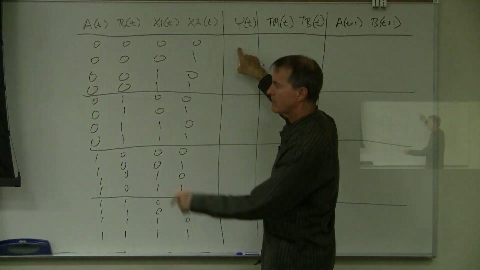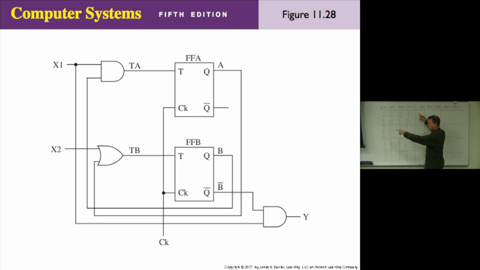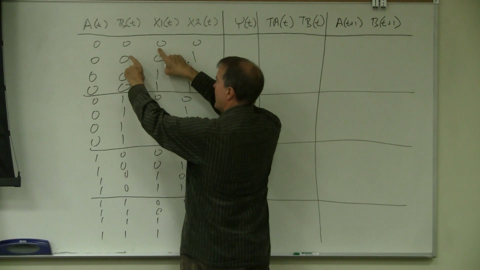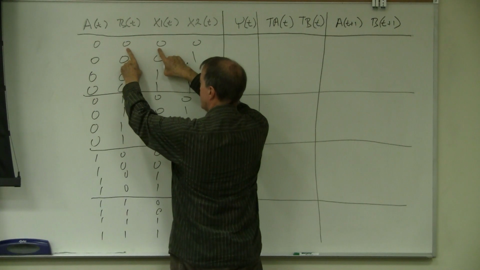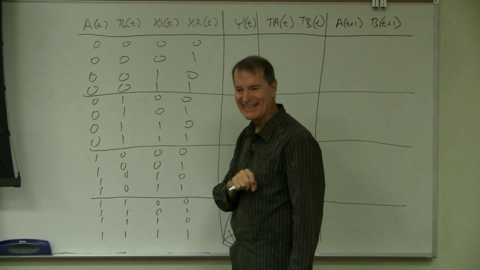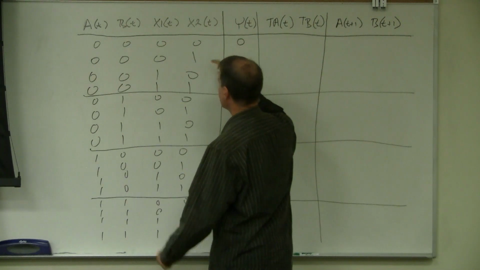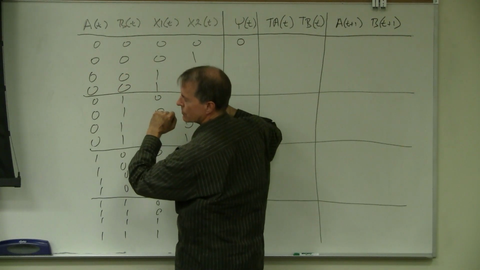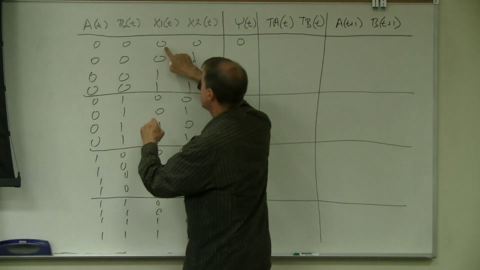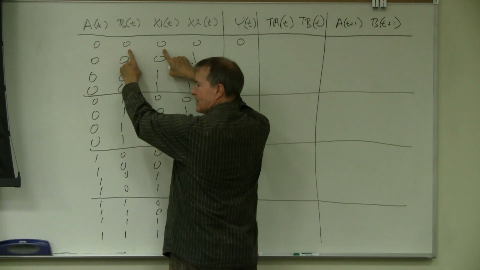Now tell me, looking at this, what is Y? Y is X1 and not B. So what do we have to look at? We have to look at this one. We have to do this and not this. So can you tell me? We're going to start here. Oh, okay, that's 0, practice. So which one is it? It's this one and not this one. All right?